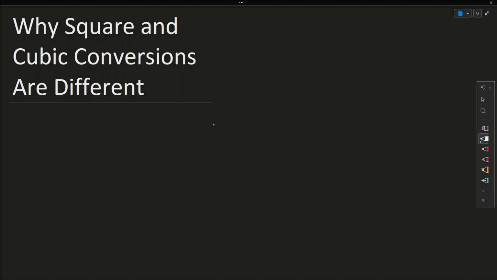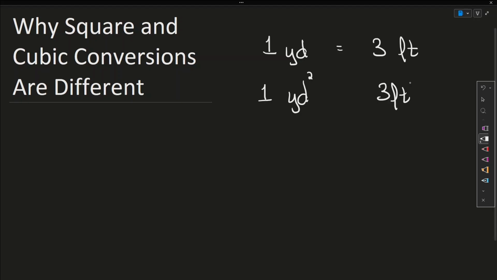In this video, we will look at converting areas and volumes. This is a place where many students make very understandable mistakes. Let's suppose we know that 1 yard is equal to 3 feet. Does that mean that 1 square yard is equal to 3 square feet? I'll put a question mark above this one to indicate we're trying to figure that out.